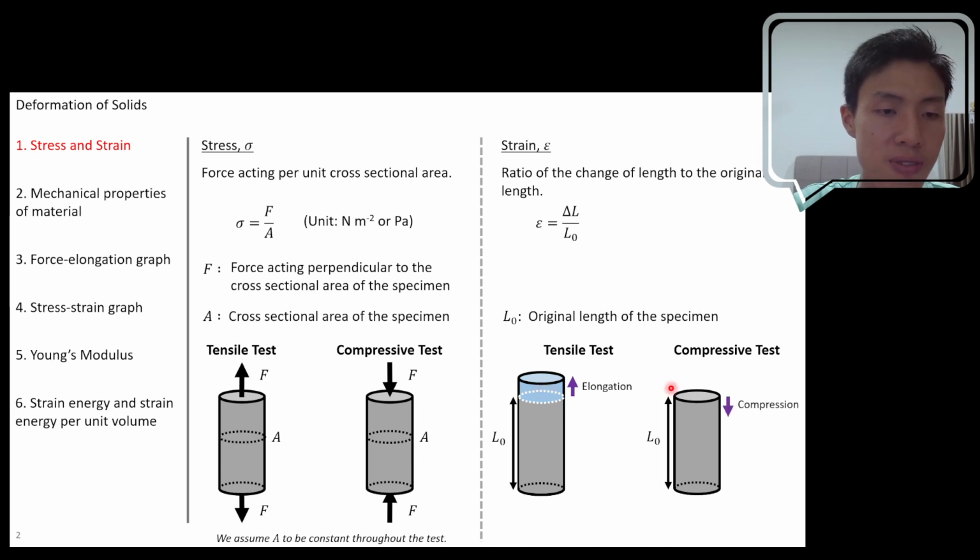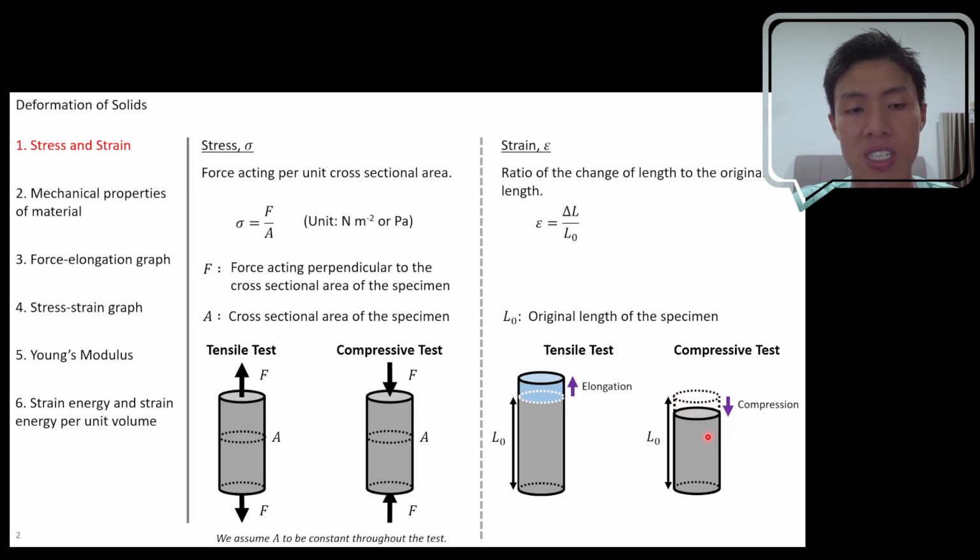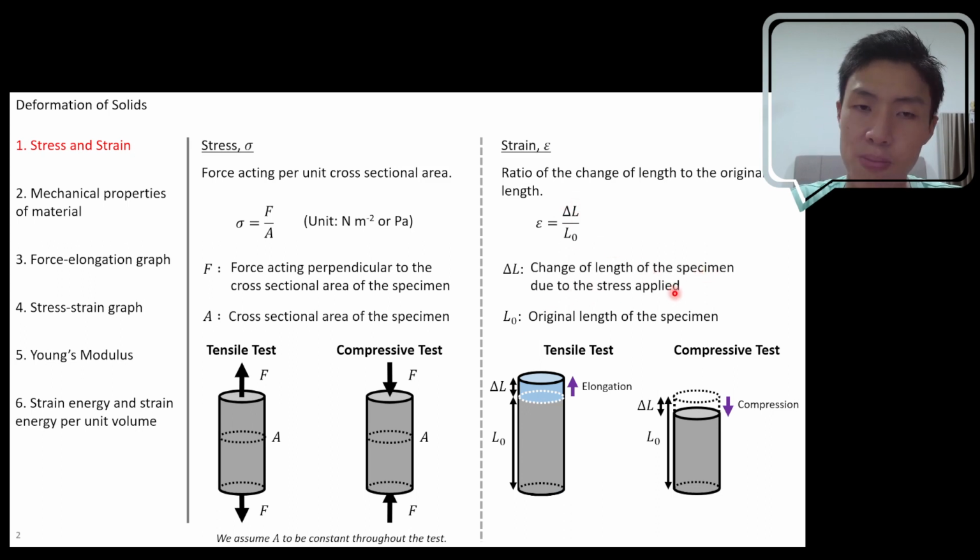For compressive test, you're pressing on it, you're making it shorter. So it should experience a decrease in length. This change in length is what we call delta L. We don't need to consider whether it's stretched or compressed to say whether it's positive or negative. We don't need to care about what kind of change it is. We just need to know how much change it is. There's no sign. We don't need to assign any positive or negative to this value. That is the change in length of the specimen due to the stress applied. You don't need to care whether it's compressive or elongated.